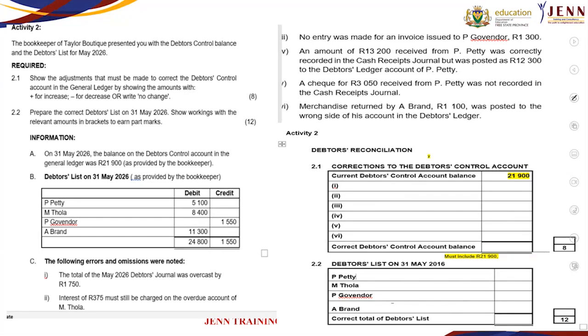Let's go to the information. On 31st May 2026, the balance on the debtors control account in the general ledger was 21,900. We can see it, guys. 21,900. And then our debtors list on 31st May, as provided by the bookkeeper, on the debit side is 25,800. On the credit side is 1,550. So this simply means that balance is not the same as the one that we see on the debtors control. So therefore, we have to do our debtors reconciliation.